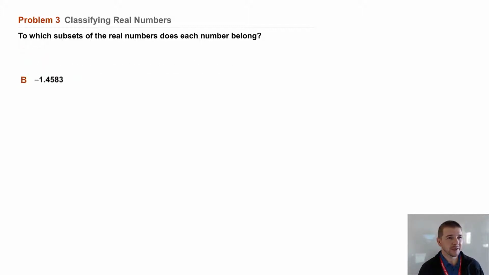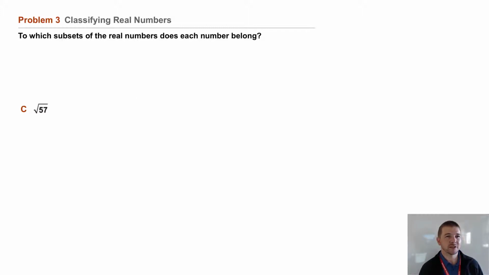Part B, a number in decimal form, negative 1.4583. Well, we can first check, is it a natural number? No, it's not in the set that begins 1, 2, 3, and so on. It's also not a whole number, because it's not in the set that begins 0, 1, 2, 3, and so on. It's not an integer, because it's not a whole number or its opposite. But it is a rational number. Notice it's terminating. It doesn't go on forever. And since negative 1.4583 is a terminating decimal, we can say that it's a rational number.